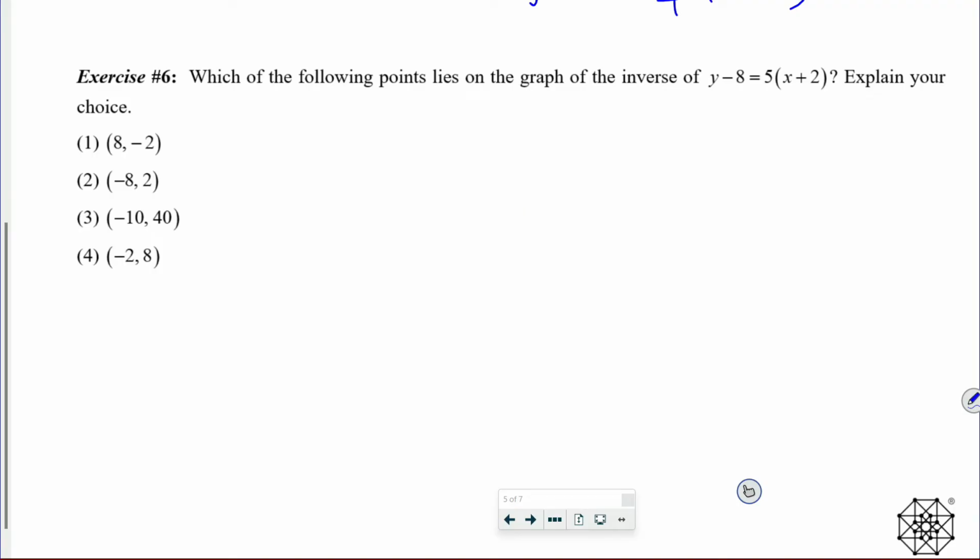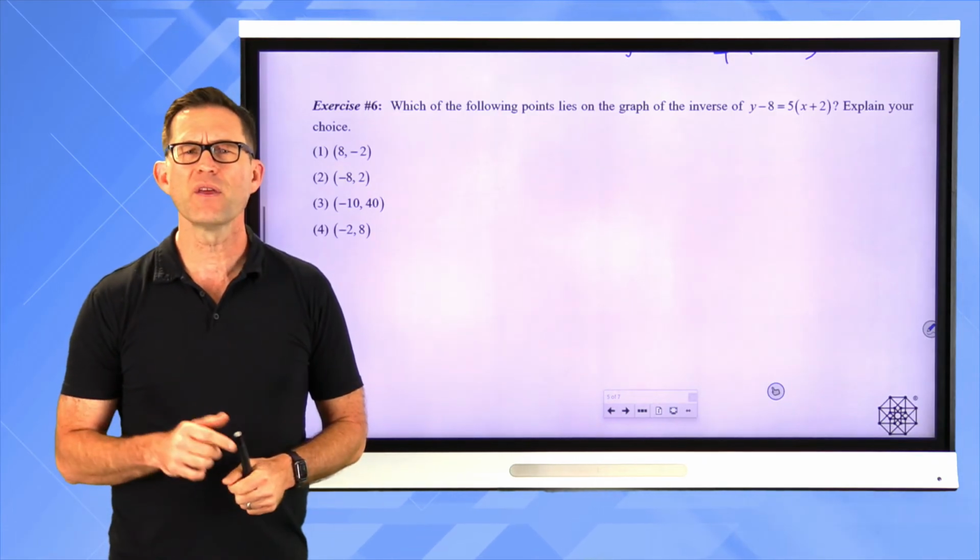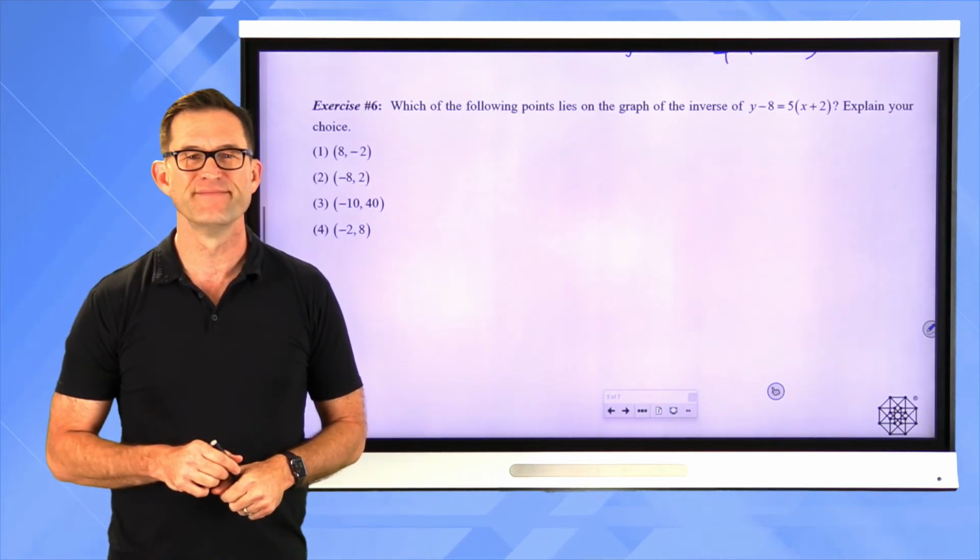Now let's take a look at number 6. Which of the following points lies on the graph of the inverse of y minus 8 equals 5 times x plus 2? Explain your choice. All right, well, pause the video now and see if you can figure it out.